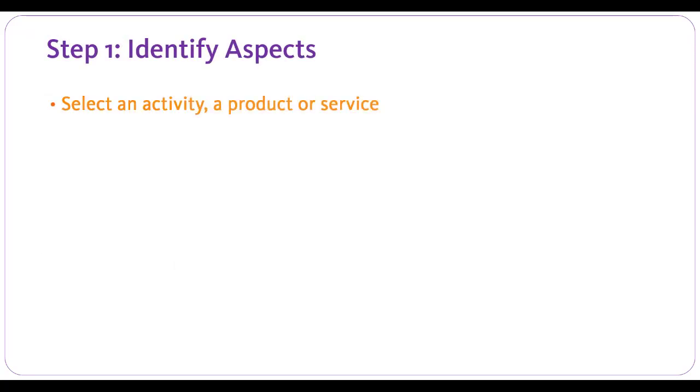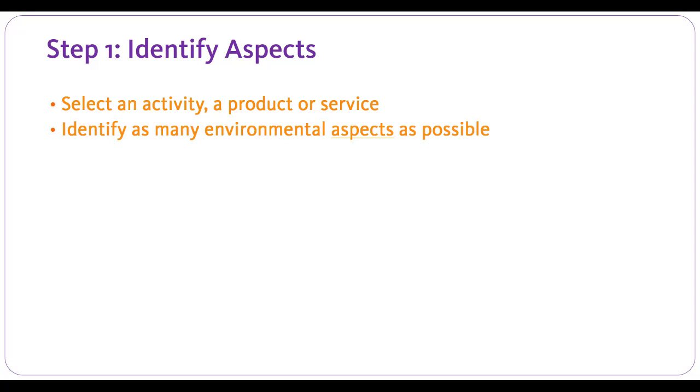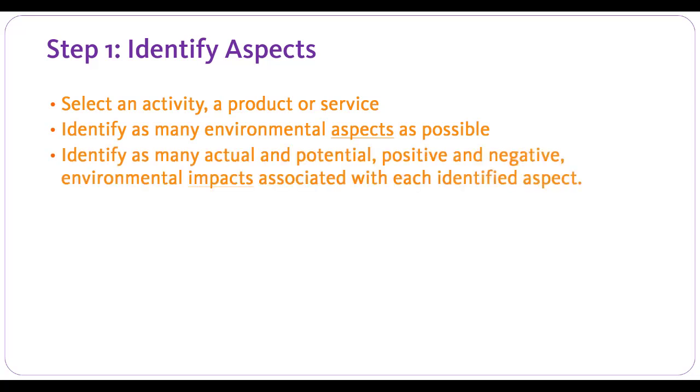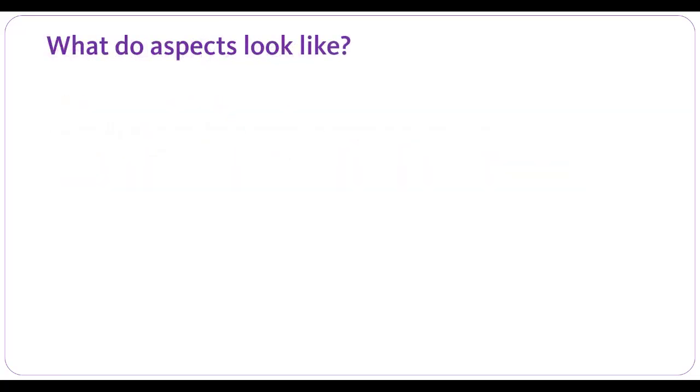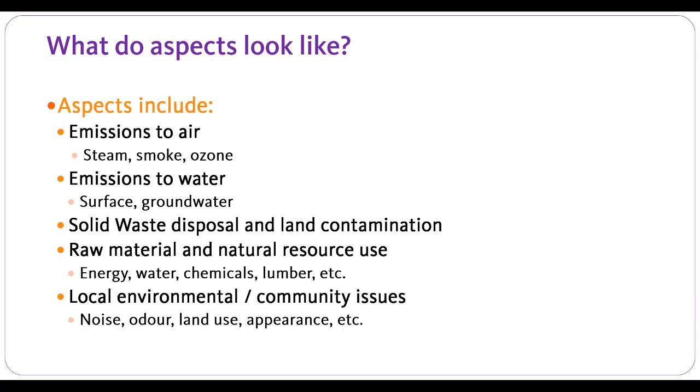So what you do is you select an activity or a product or the service, and then you identify as many environmental aspects as you possibly can. You then identify any potential positive or negative impacts that aspect has. So you define your aspects, then you look at the impacts that it does have. That's what you have to do at step one. So what do these aspects actually look like? You saw three before to do with that boiler. But what they are is you're looking for how these aspects impact on the environment.